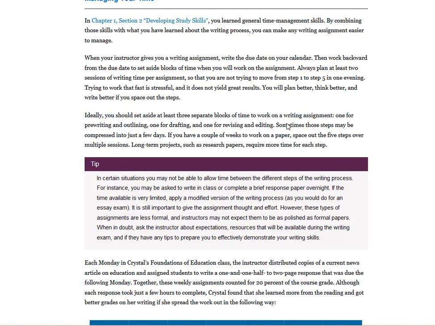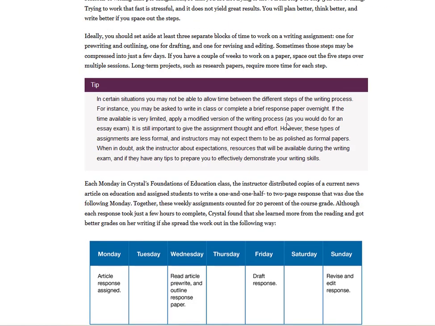That's why you break it up into little chunks and you take breaks. You should set aside at least 3 separate blocks of time to work on a writing assignment. One block of time is for pre-writing, one block of time is for your rough draft, and one block of time for revising and editing.